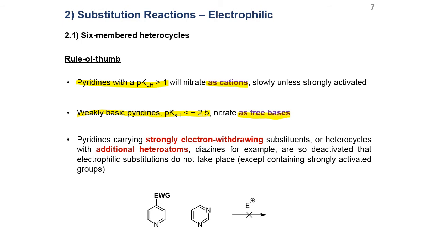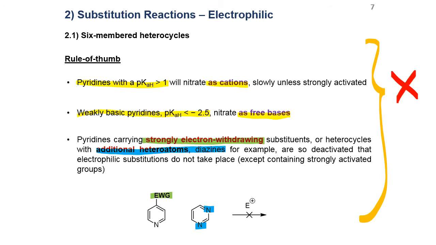However, if your pyridine has some strong electron withdrawing groups, or if you have some heterocycles that have additional heteroatoms, like in diazines, these species are so deactivated that the electrophilic substitution will never take place. Anyway, I would like to summarize that for the 6-membered ring heterocycles, electrophilic substitution is not good for them, and this is not the usual reaction that we will use for these kinds of heterocycles.